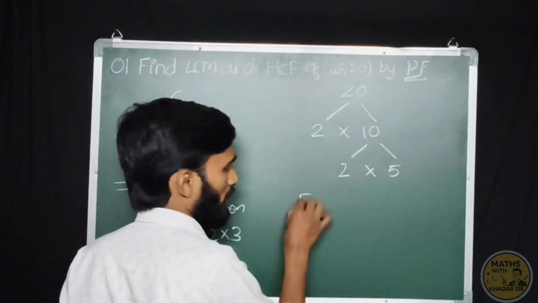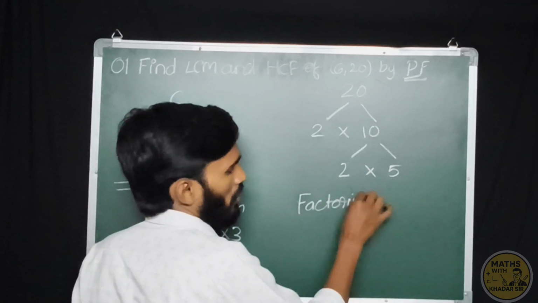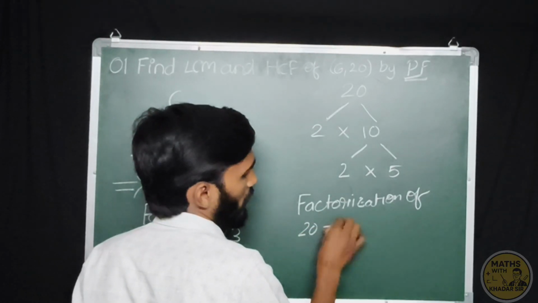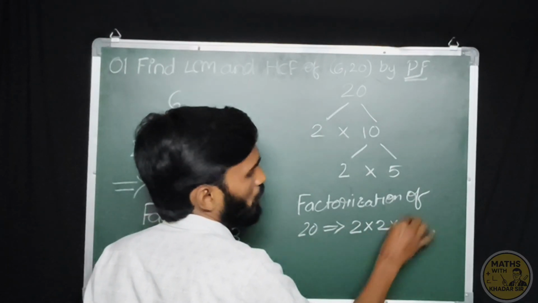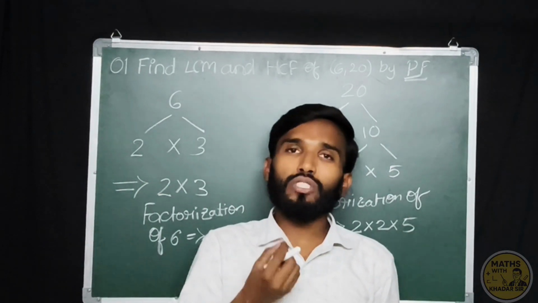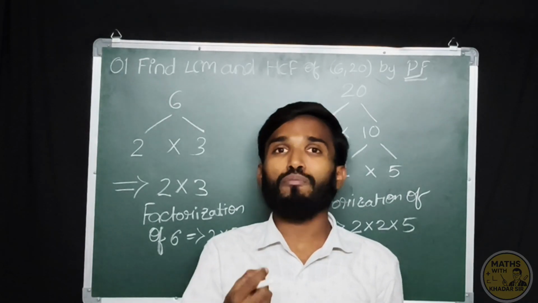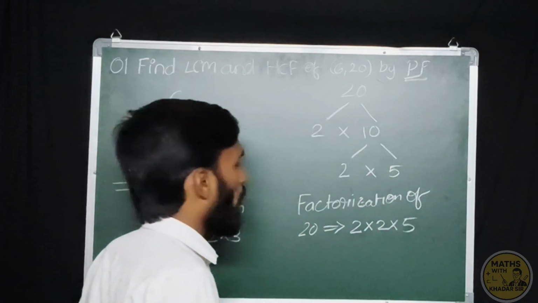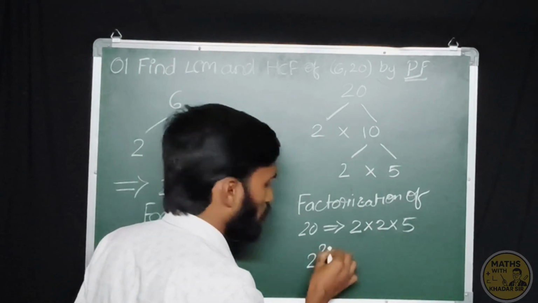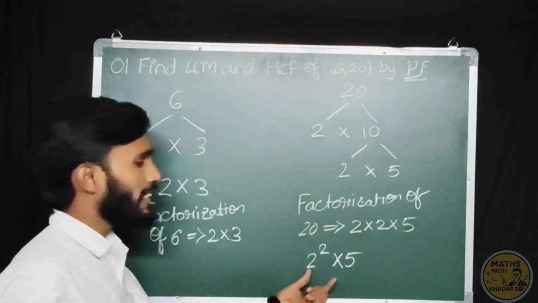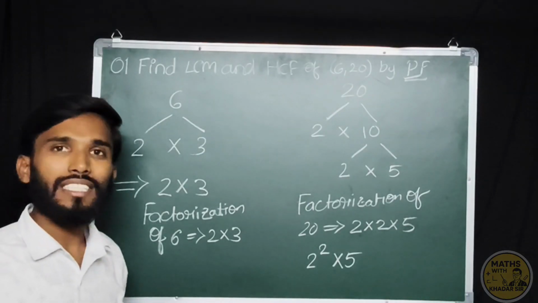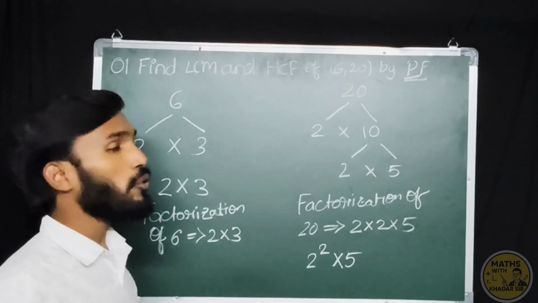Now write the prime factorization of 20. What is that? 2 into 2 into 5. As you learned in the fundamental theorem of arithmetic, a composite number can be expressed as a product of powers of primes. Now 2 how many times? 2 times. That means 2 square into 5. This is the prime factorization of 20, and this is the prime factorization of 6. This is the one method. Now let's see the second method by using the LCM.